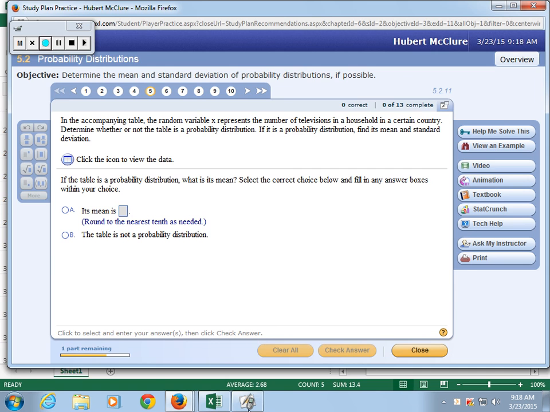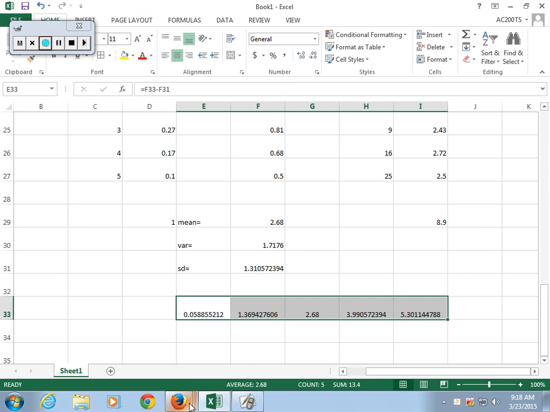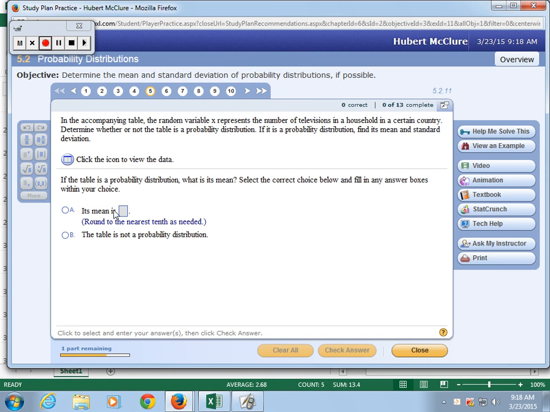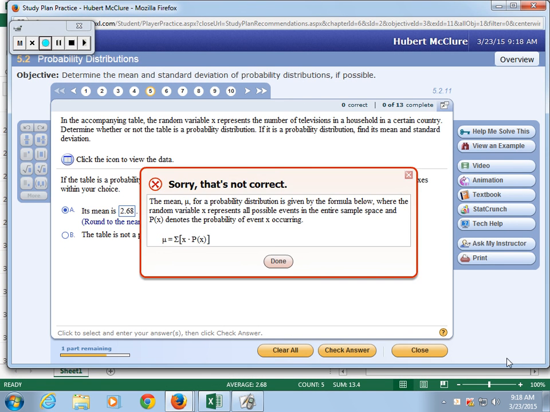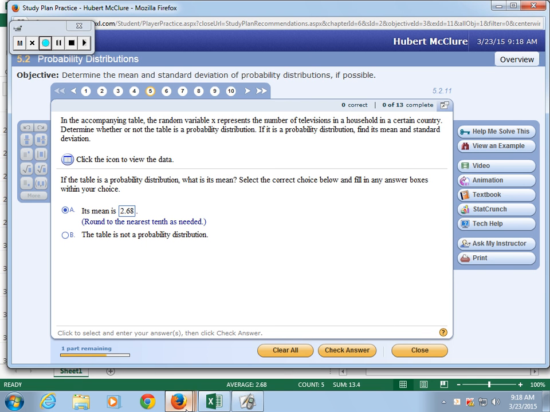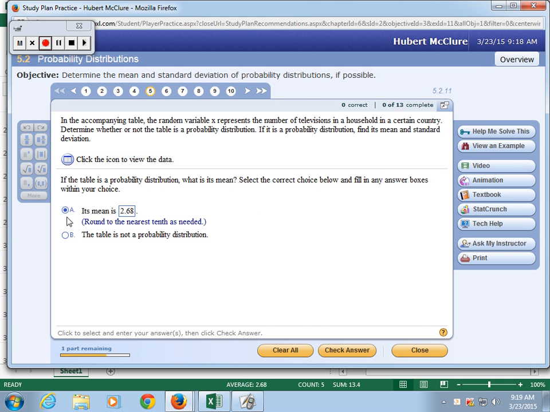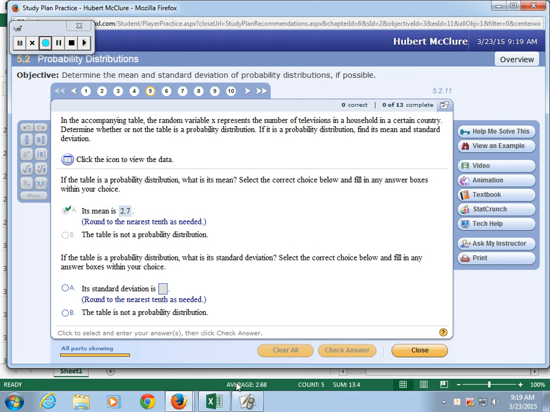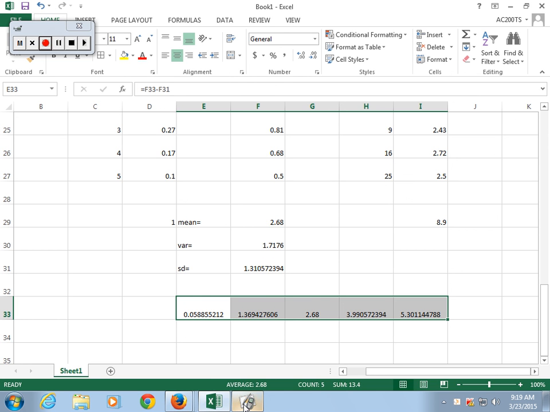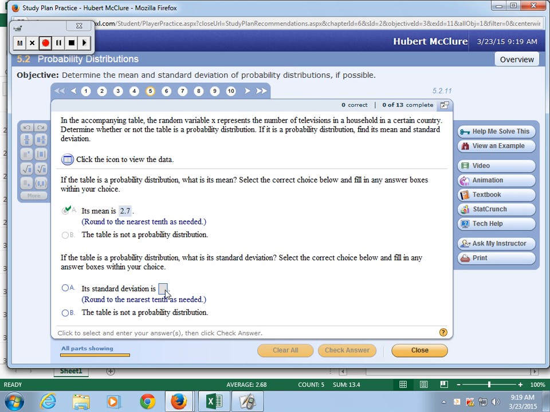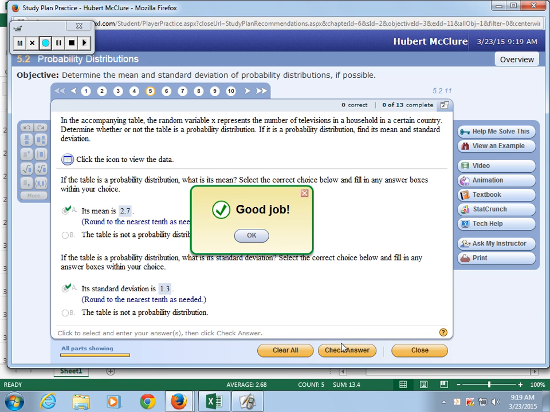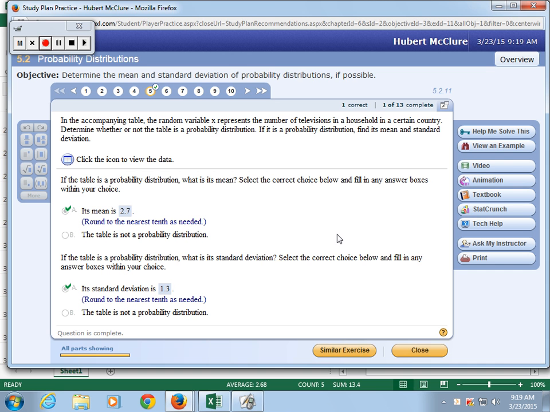Done. And our mean, sorry, let me go back. Our mean is 2.68. Oh, got something wrong. Let me check, make sure I rounded right. Oh, 2.7. Sorry, I suck. Standard deviation is 1.3. And they didn't ask for that.